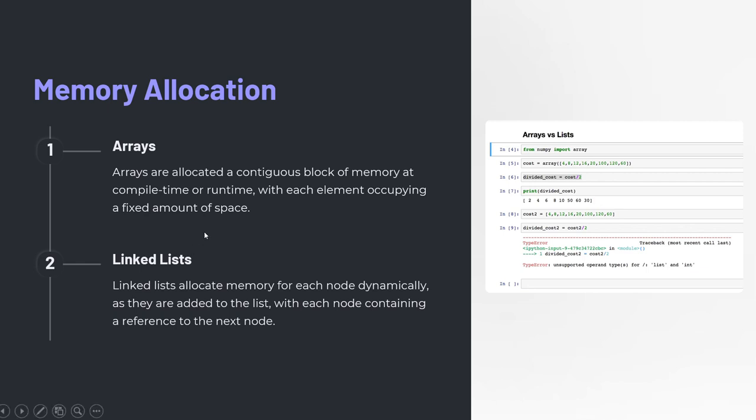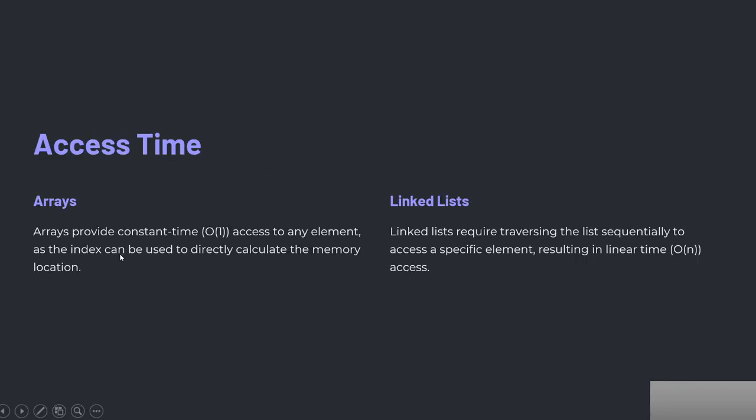Moving further, one of the features of arrays is that arrays provide constant time, big O of 1, access to any element because we have the address of that element. We can directly reach that element. While in a linked list, we don't have the address of that element, so we have to traverse the whole linked list to reach that particular node, resulting in linear time complexity, big O of n. So this is one of the features of arrays over linked list.